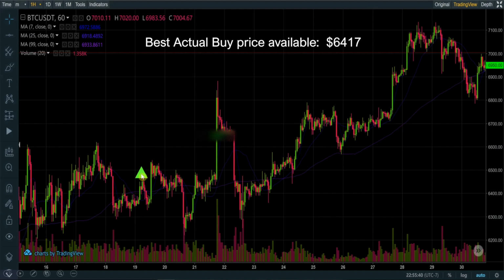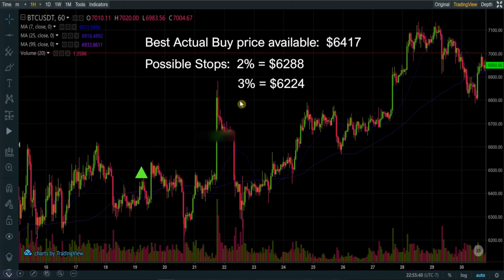Just so you guys know, my signals come in on my Telegram on PST time, but in Unifii, the time is UTC. It's a little different. Whatever time zone you're in, you just have to figure out the difference between your time zone and the UTC time zone. Anyways, the price that was actually available for that signal was 64.17, which places it right there.